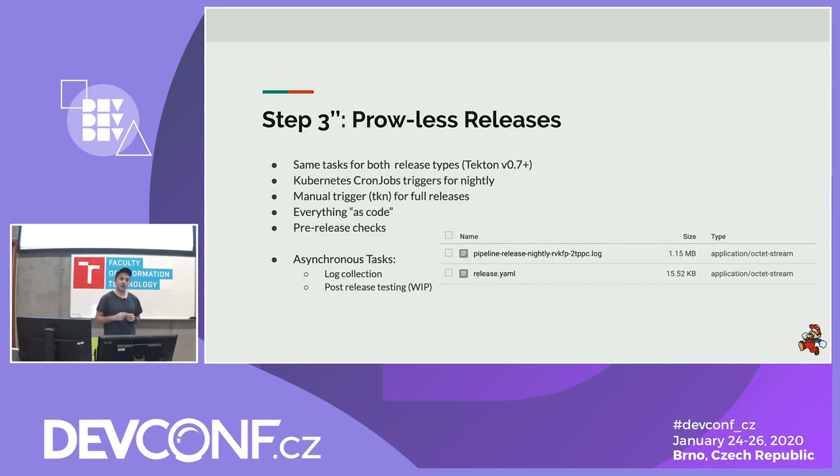To start with moving away from Prow, we started to do our releases on Tekton. We have different tasks for different release types, and a cron job that triggers the nightly. Everything is code, like GitOps, so every time you do a push, it's going to deploy that. And we work by pull requests, obviously.